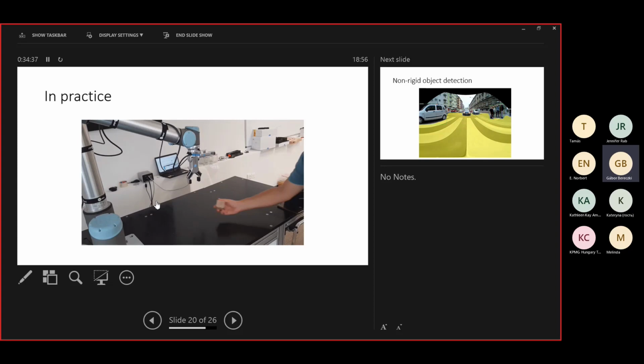Hi. Thanks for the presentation. I have 2 questions. One is who annotated your images? Like, did you use Microsoft or something online? Basically, it was in-house student workers. Okay.